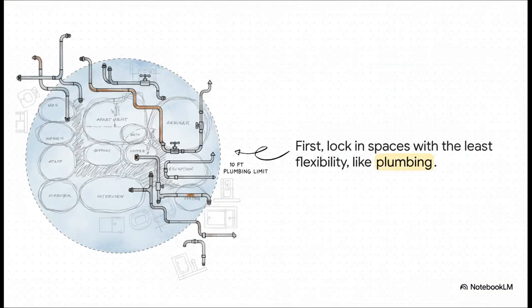So, step 1. You start with what's hardest to move. And in almost every building, that means plumbing. Kitchens, bathrooms, they are tied to where the pipes are, so the locations are pretty much fixed. You can see the plan here even identifies a 10-foot plumbing limit. By placing these fixed elements first, you create these solid anchors for everything else.